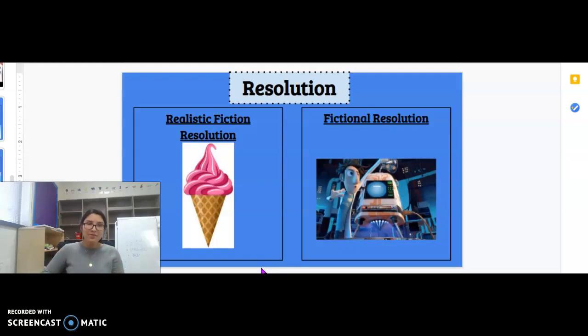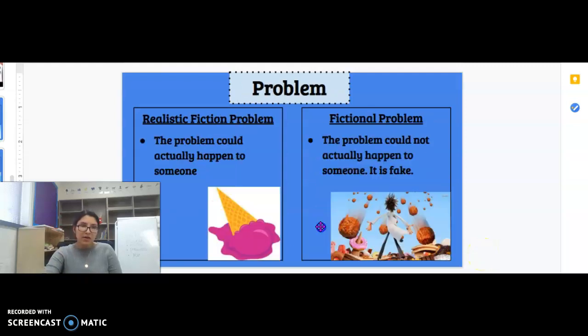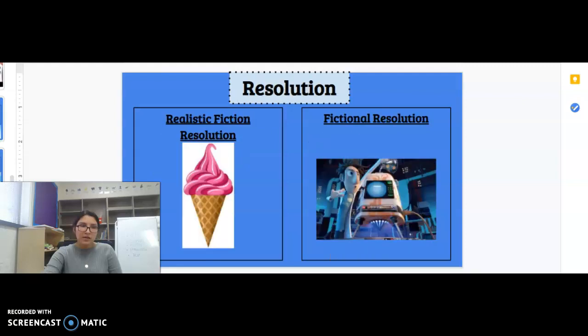You have more water. Now, in a fictional story, made up, right? The example we had right here was it's raining meatballs. Now, in the story, that's not going to actually happen. But how could this fake problem actually get resolved? Well, you're probably going to get a resolution that's also fake, that couldn't actually happen. Right here, it's a machine that's going to stop the sky from raining food, okay?